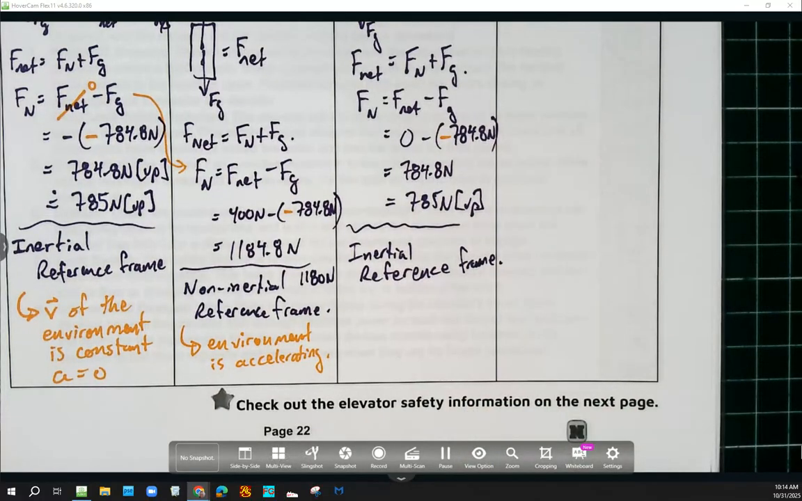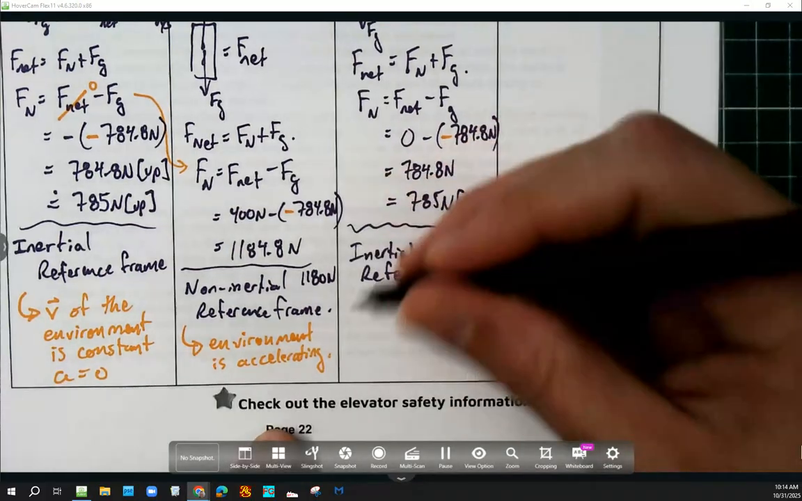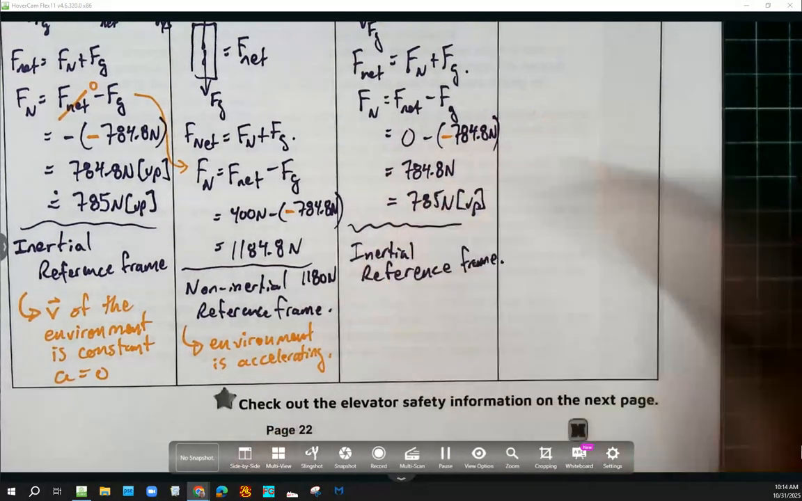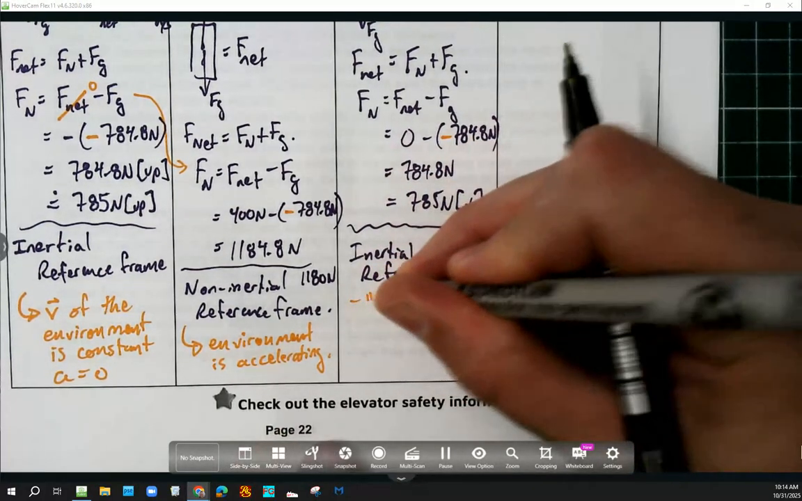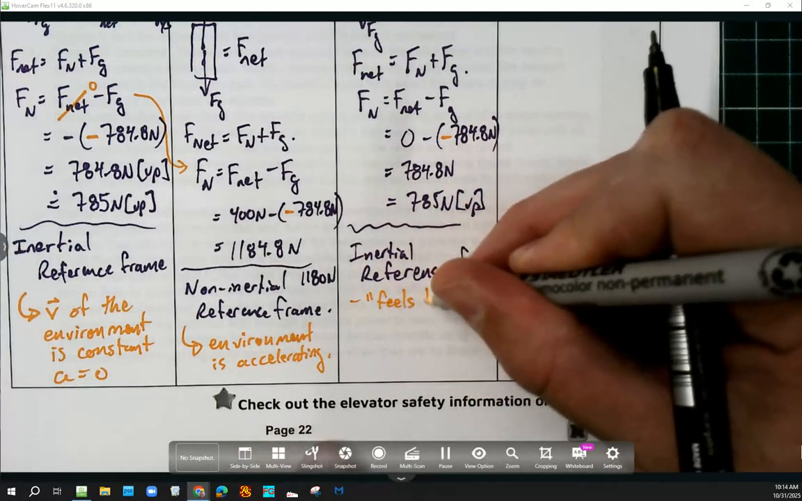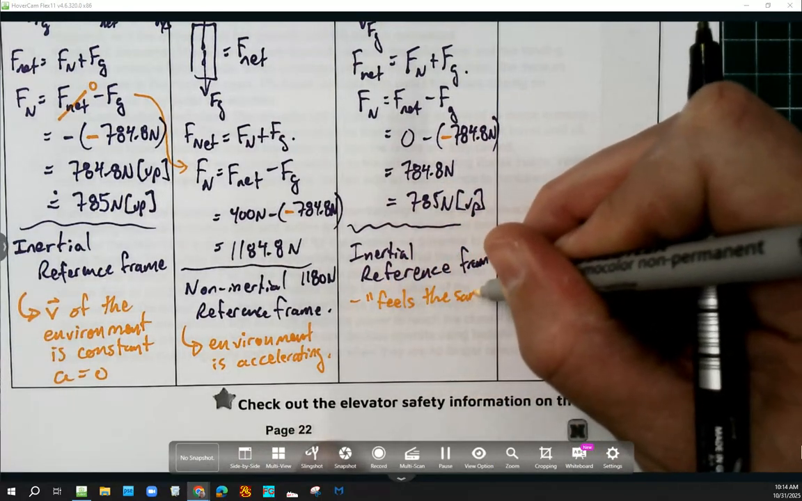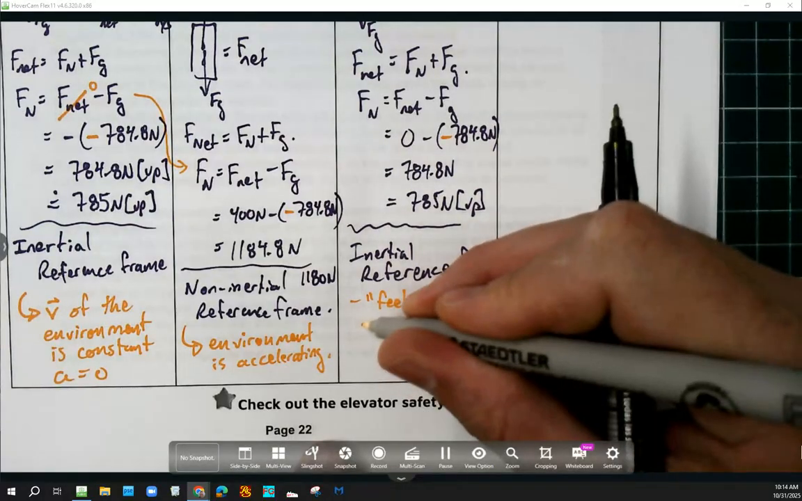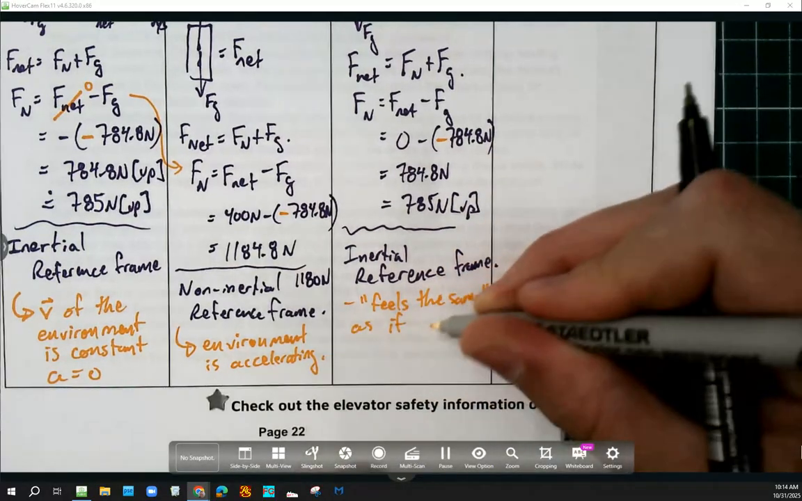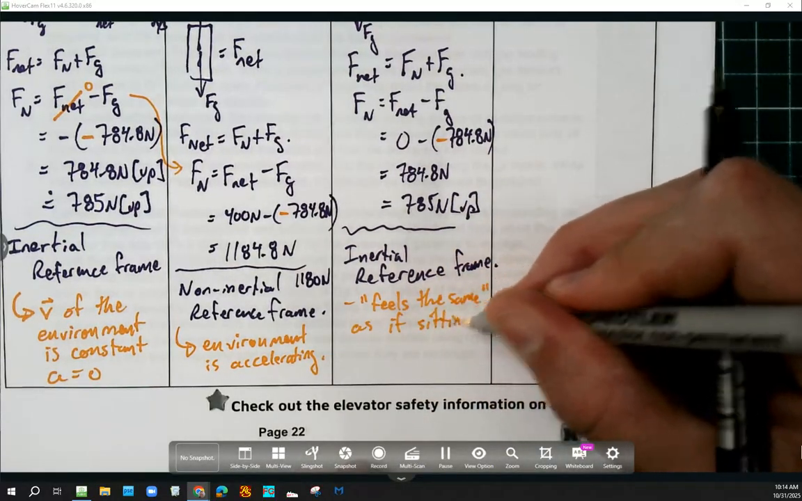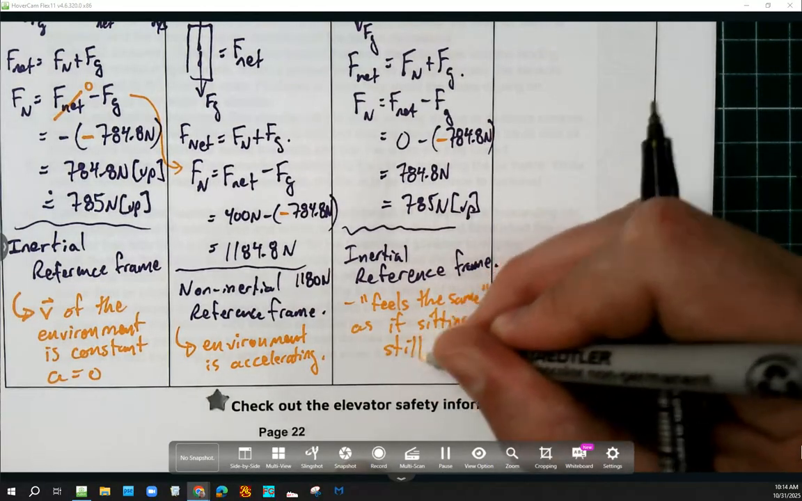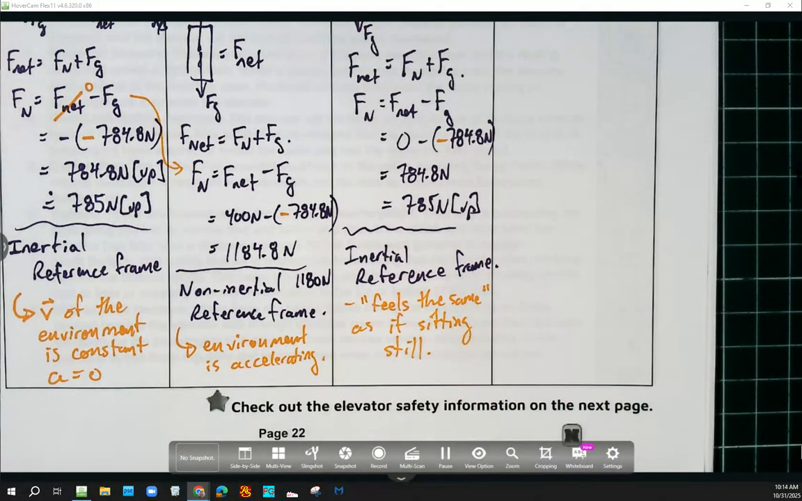All right, so if it's an inertial reference frame again, I'll put feels the same as if sitting still. That's interesting. All right.